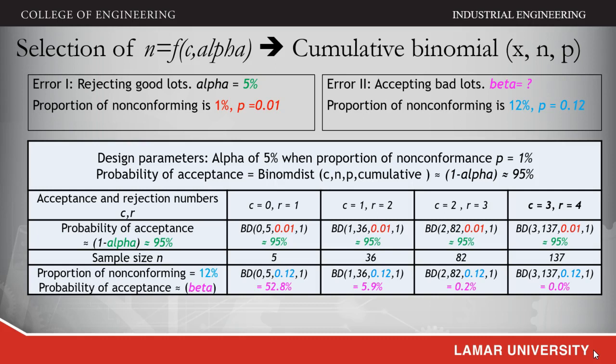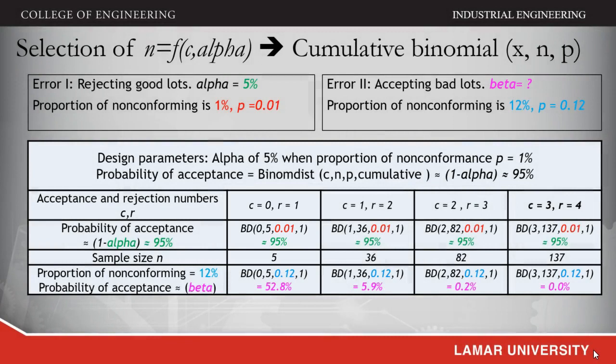So by trial and error, you can find that the closest number of samples when the acceptance number is 0, in order to get a 95% probability of acceptance, is 5.